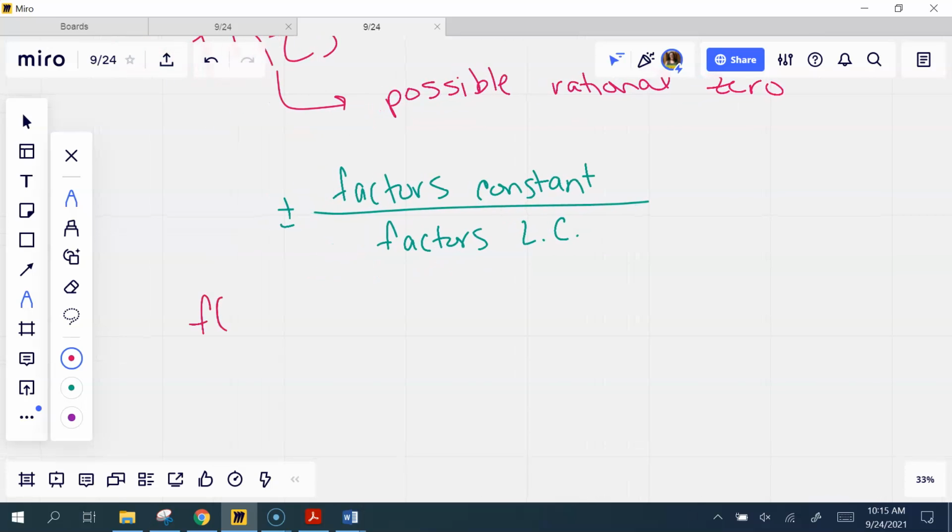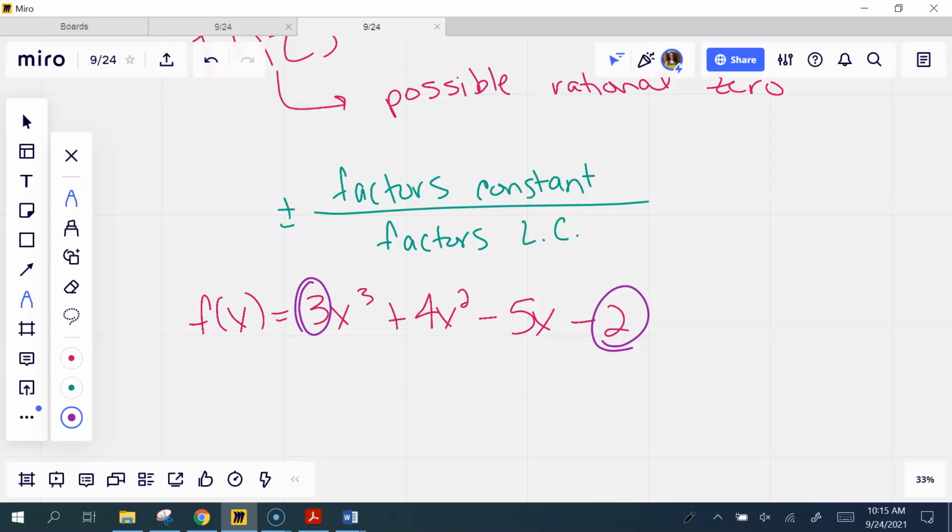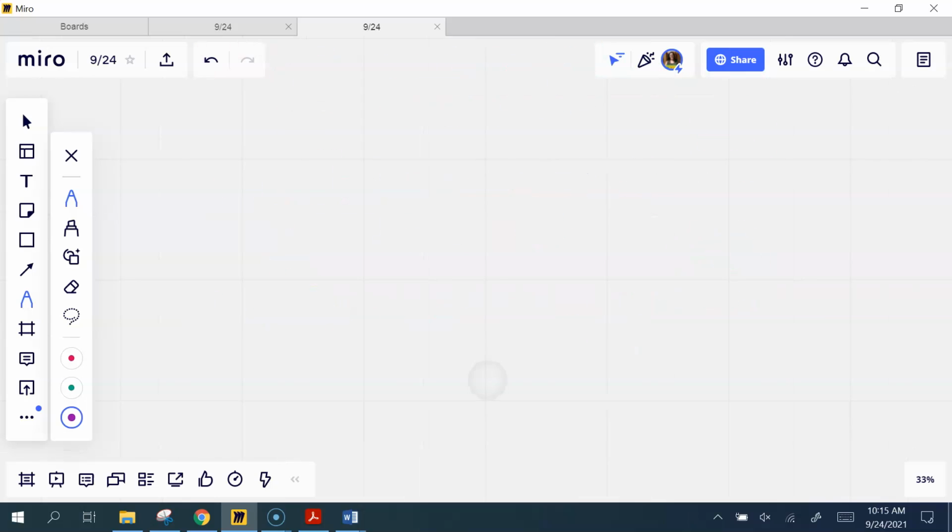If I had this, and I asked you to list the PRZs, well, I need to take a look at the leading coefficient and the constant, right? What are all the factors of the constant, right? And what are all the factors of the leading coefficient? So I need to make every possible combination I can of fractions, taking these numbers and, whoop.